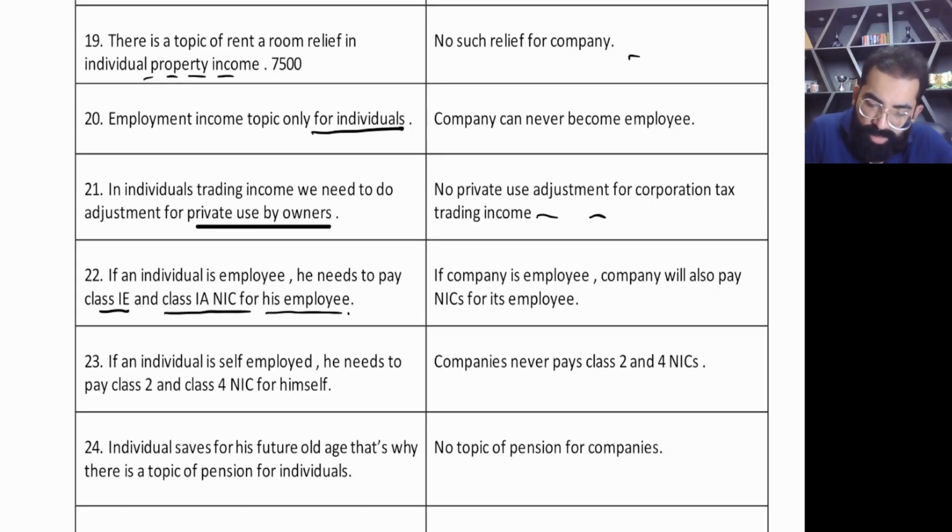No, this is if an individual is an employer. Yes, each and every employer pays class 1 employer NIC and class 1A NIC for his employee. If in the UK you are an employer, you need to pay class 1 employer NIC and class 1A NIC for your employee. But be careful, class 1A NIC is only paid by the employer when you are providing non-cash taxable benefits. Very easy.